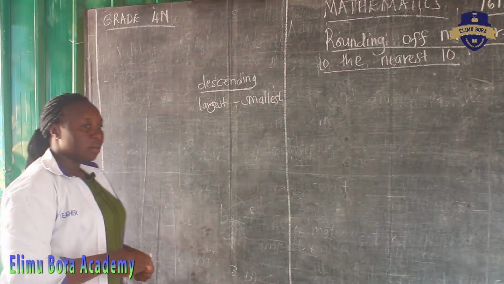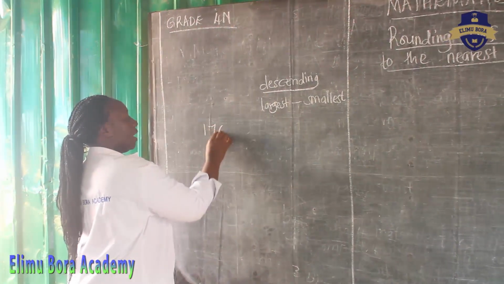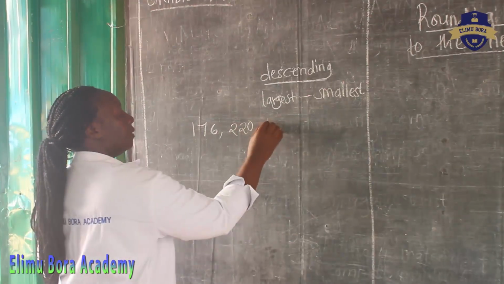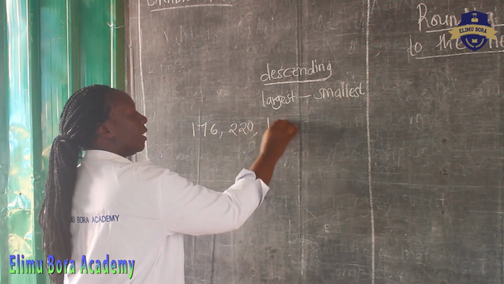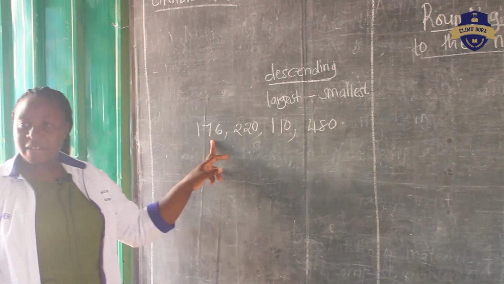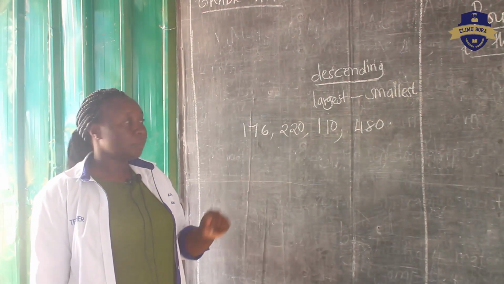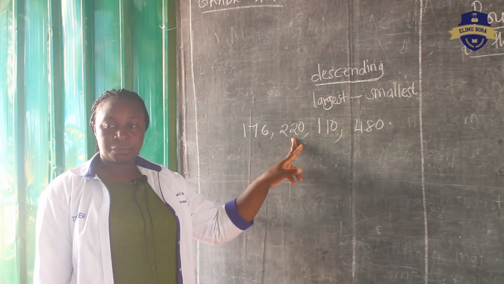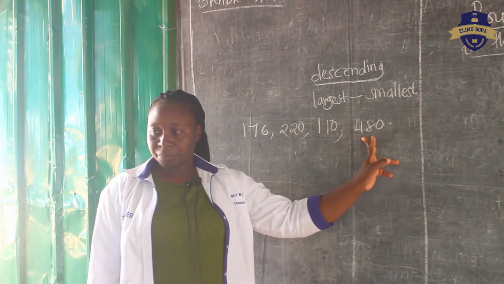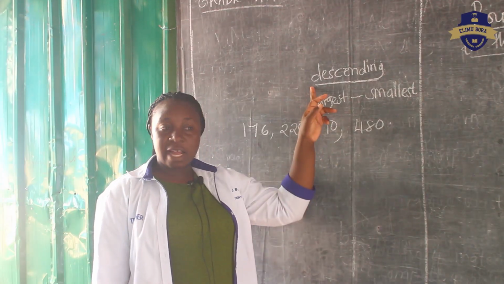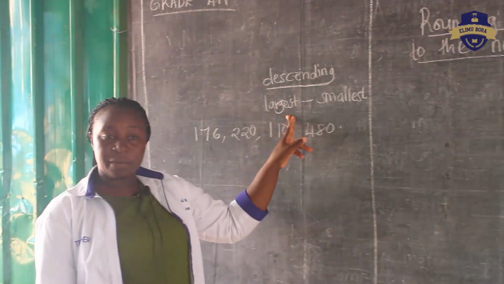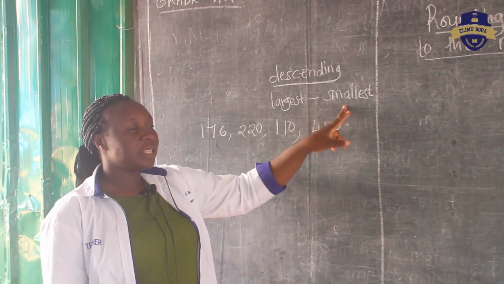So for example, if we have numbers like 176, 220, 110, 480. Look at these numbers. Can you read for me the first number? 176. The second number? 220. The next one? 110. Then the last one? 480. Then you are told to arrange the numbers in descending order. So descending order means you are starting from the largest number to the smallest number.